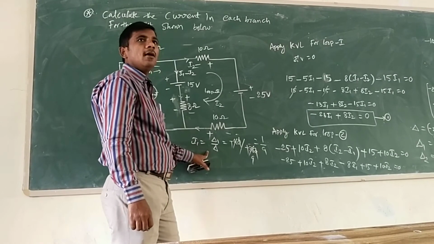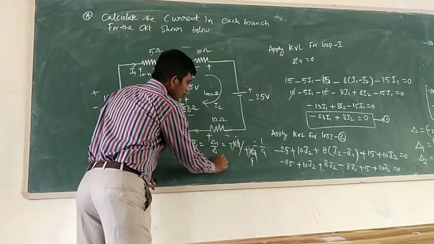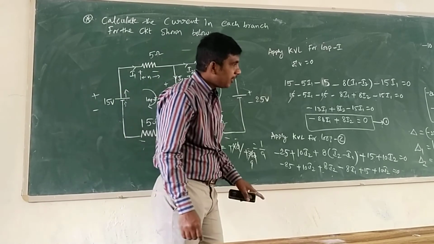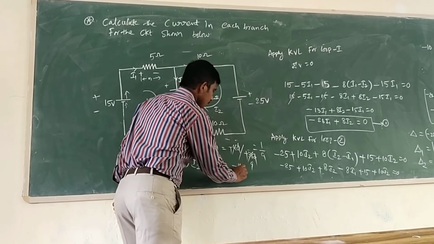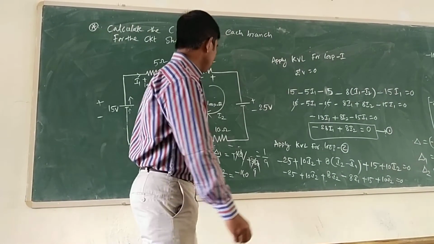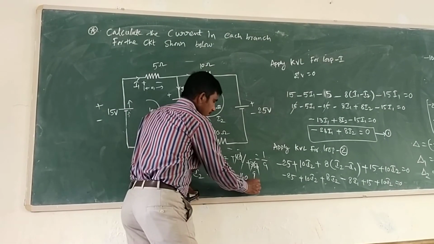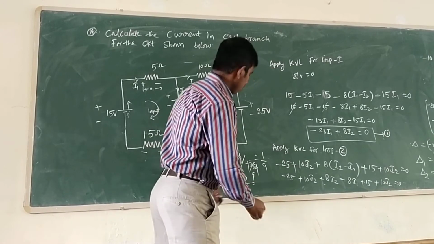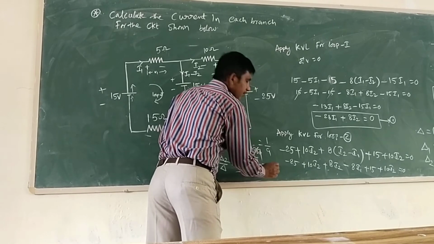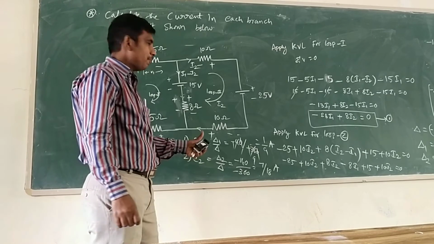Now the second one, I2. Delta 2 by delta. Delta 2 value is minus 140, delta is minus 360. So it is 7 by 18. Here also the unit is ampere. Don't forget to mention the unit.